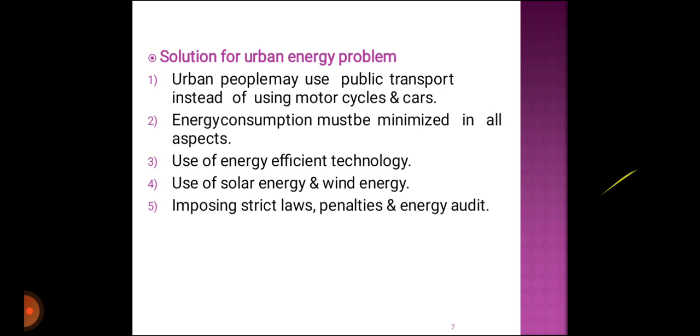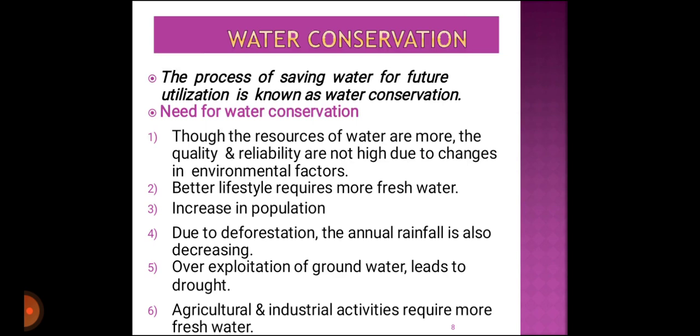Then let us go to water conservation. Water scarcity is the most serious problem in our society. How can we rectify the water scarcity problem? Water conservation is a very important point to reduce the water scarcity problem in our society. The process of saving water for future utilization is known as water conservation. How can we save water? Various methods are adopted for saving water. You will see them one by one.